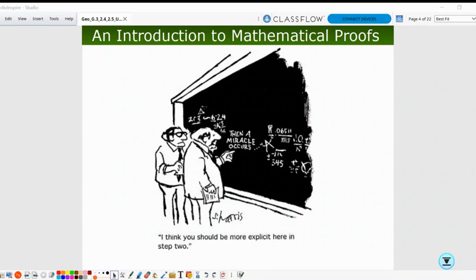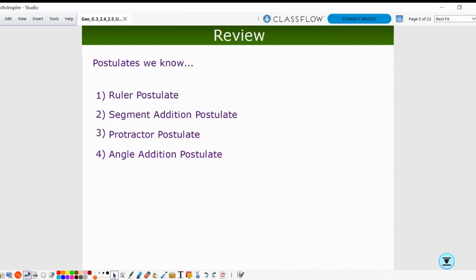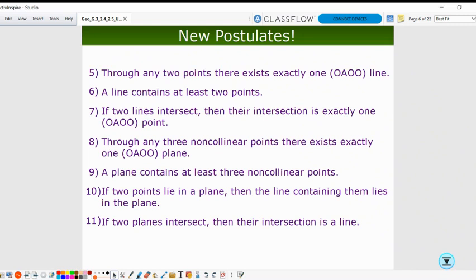In this video, we'll take a look at an introduction to mathematical proofs and justifying our reasonings with steps. We'll look at new postulates as well. We've already discussed in our previous lessons the ruler postulate, segment addition postulate, protractor postulate, and angle addition postulate. We have 7 new more postulates to take a look at.